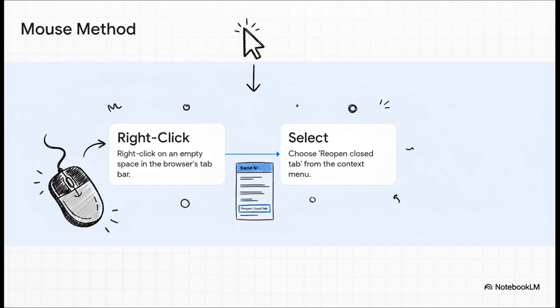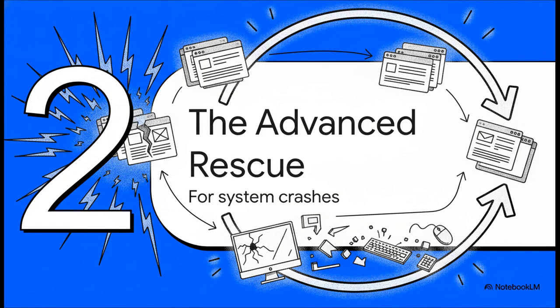Not a big fan of keyboard shortcuts? No problem at all. You can do the exact same thing with your mouse. Just find a little bit of empty space up there in your tab bar, give it a right click, and you'll see Reopen Closed Tab right in the menu. Works like a charm.